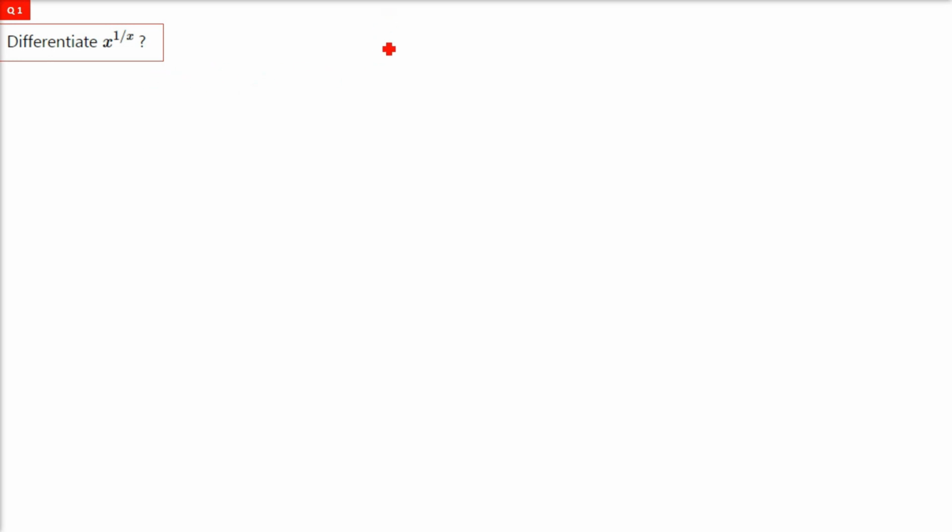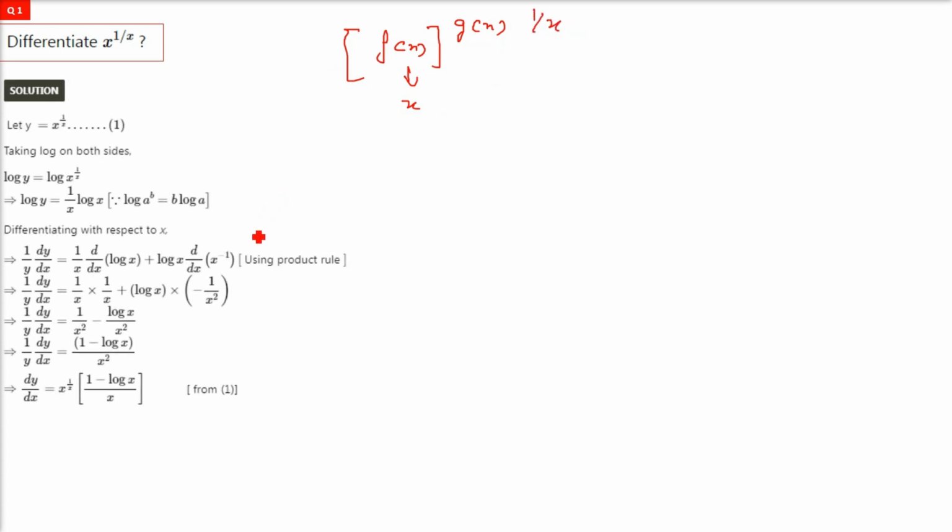The first question is x to the power 1 by x. So one is f(x), one is g(x). What is f(x) here? It is x. What is g(x) here? It is 1 by x. So both are x dependent. We will do it step by step, and these steps will make a formation for the other questions. So y is actually x to the power 1 by x. The first step is to take log y.